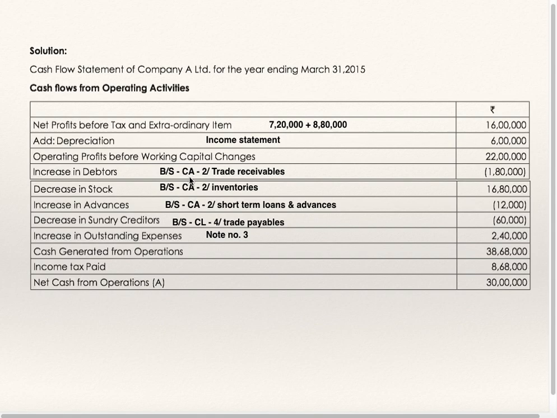Debtors, opening, closing, you will get in balance sheet, current assets as trade receivables. Stock, you will get in balance sheet, current assets as inventories. Advances, you will get balance sheet, current assets as short-term loans and advances. Creditors, you will get in balance sheet, current liabilities as trade payables, and outstanding expenses you will get in note number 3. After doing all this working capital adjustments, you will get cash generated from operations, deduct income tax paid. Just now we have seen provision for taxation account and we have found out payment of tax as balancing figure 8,68,000. Net cash from operating activities is 30 lakhs.